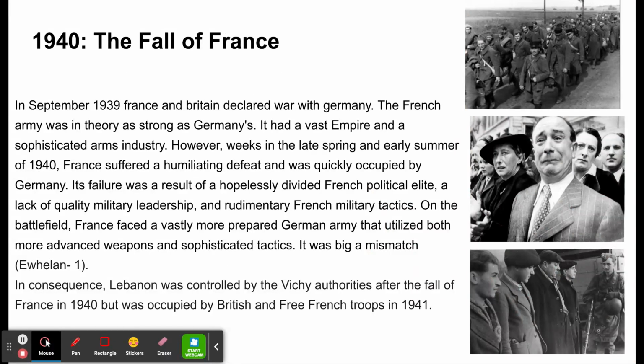1940, the fall of France. In September 1939, France and Britain declared war with Germany. The French army was in theory as strong as Germany's. It had a vast empire and a sophisticated arms industry.